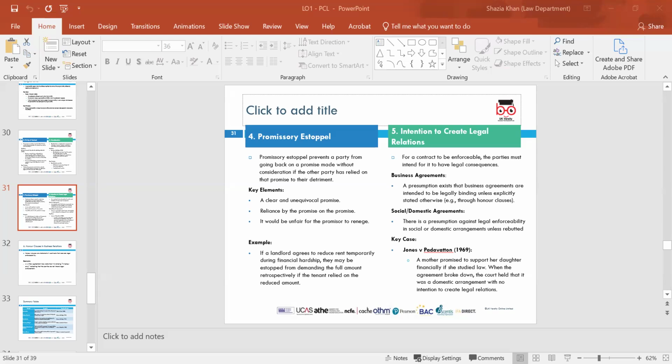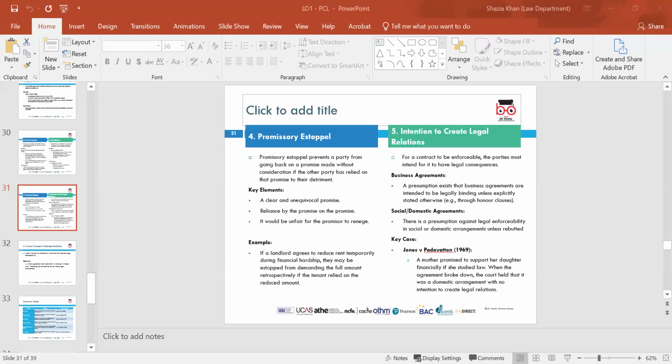The next one is intention to create legal relations. Again, for a contract to be enforceable, there needs to be legal relations in place, and they need to make sure that there's a legal contract in place. For business agreements, a presumption exists that they are intended to be legally binding unless explicitly stated, and this is done through honor clauses in a contract, which we'll go through. For social and domestic arrangements, there's a presumption against legal enforceability.